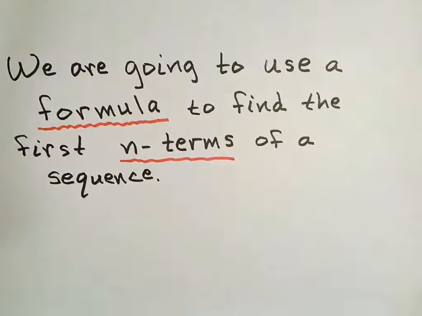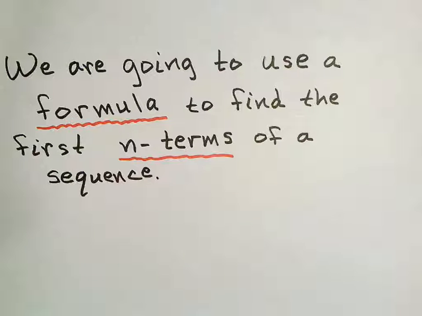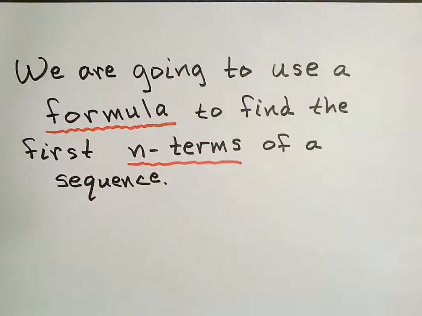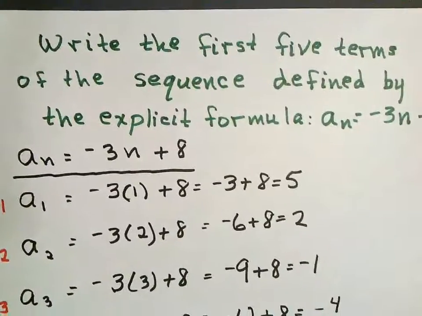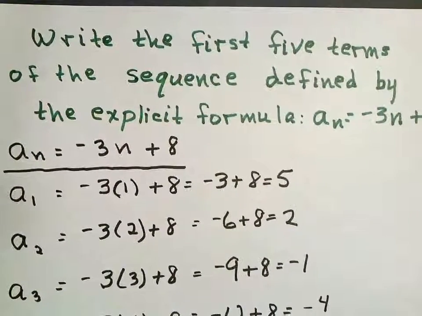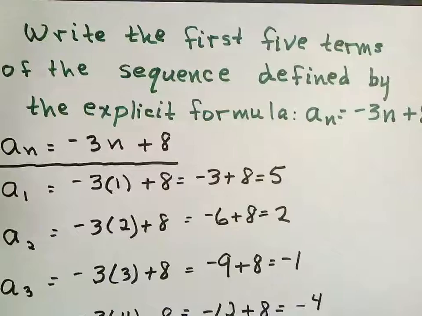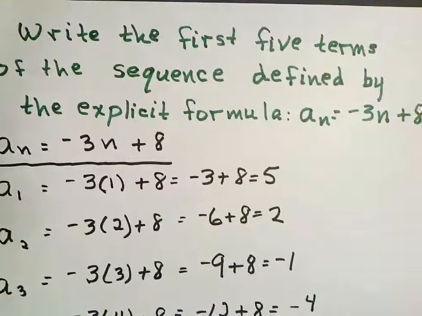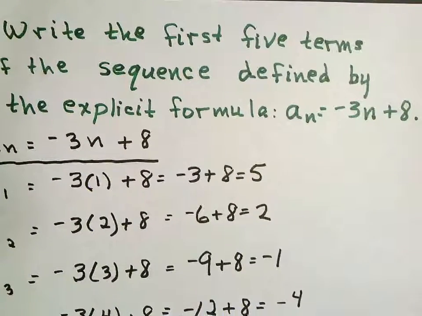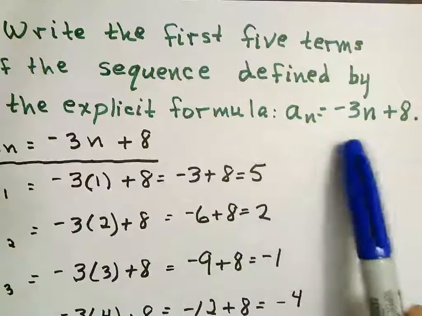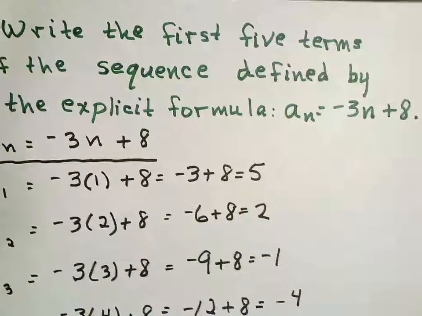We are going to use a formula to find the first n terms of a sequence. The directions here say write the first 5 terms of the sequence defined by the explicit formula a sub n equals negative 3n plus 8.